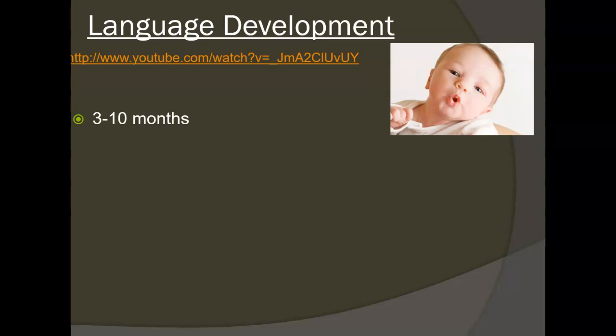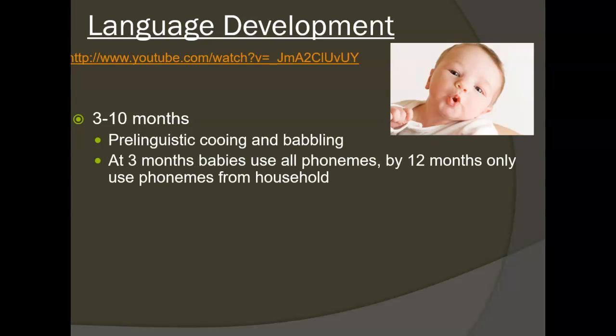So how do we develop? Well, language starts so early, from 3 to 10 months of age. This is our pre-linguistic cooing and babbling. What's super cool about this time period is that if you listen to a 3-month-old baby, they are actually using all of the phonemes that they are hearing in their household. And if they're in a daycare, perhaps with another language, they're going to just seamlessly maintain the phonemes for both the language that they use at home and the one that they're hearing at daycare.